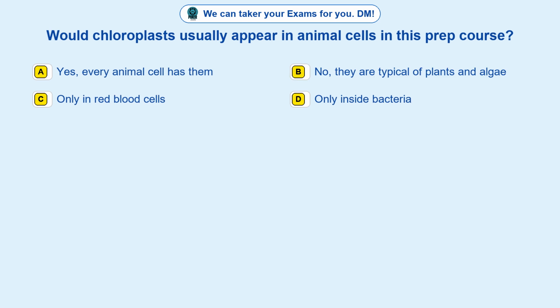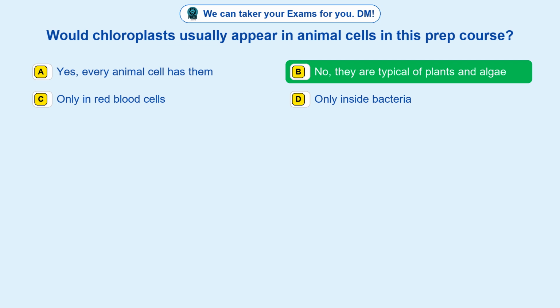Question 14. Would chloroplasts usually appear in animal cells in this prep course? Option A. Yes, every animal cell has them. Option B. No, they are typical of plants and algae. Option C. Only in red blood cells. Option D. Only inside bacteria.